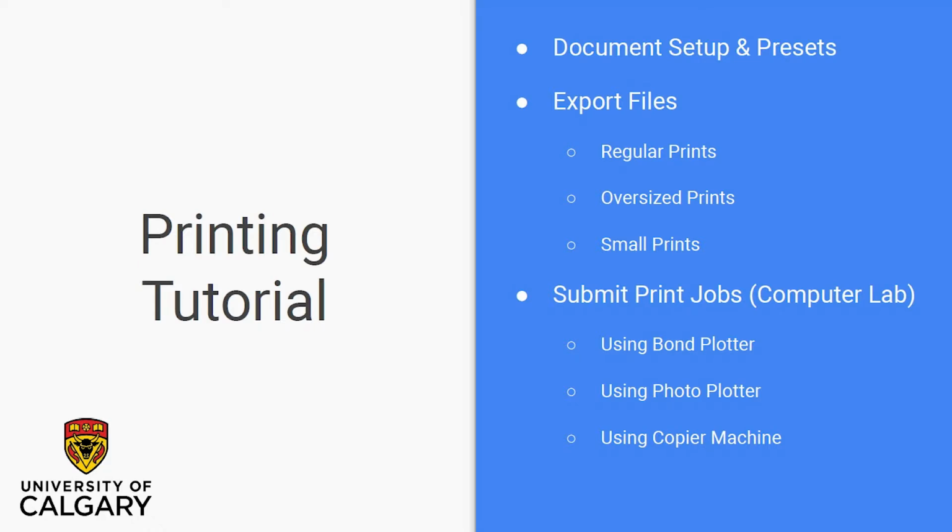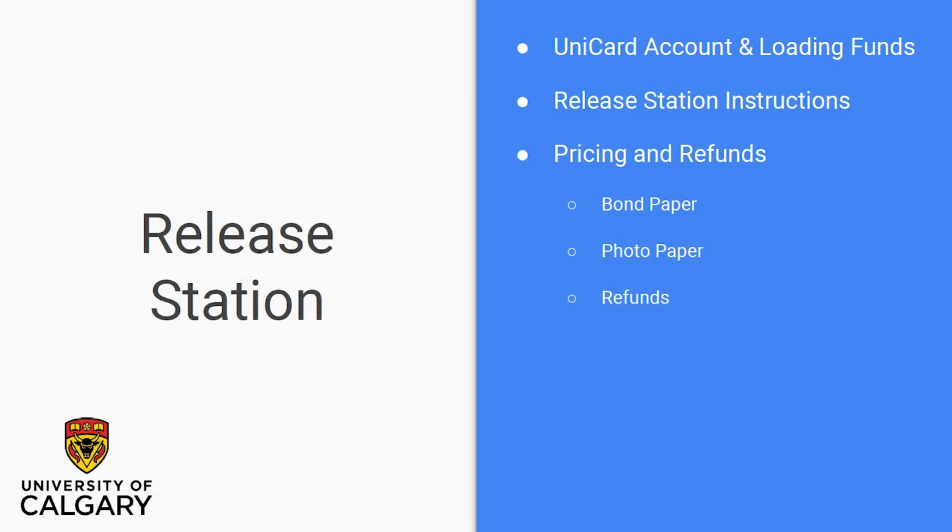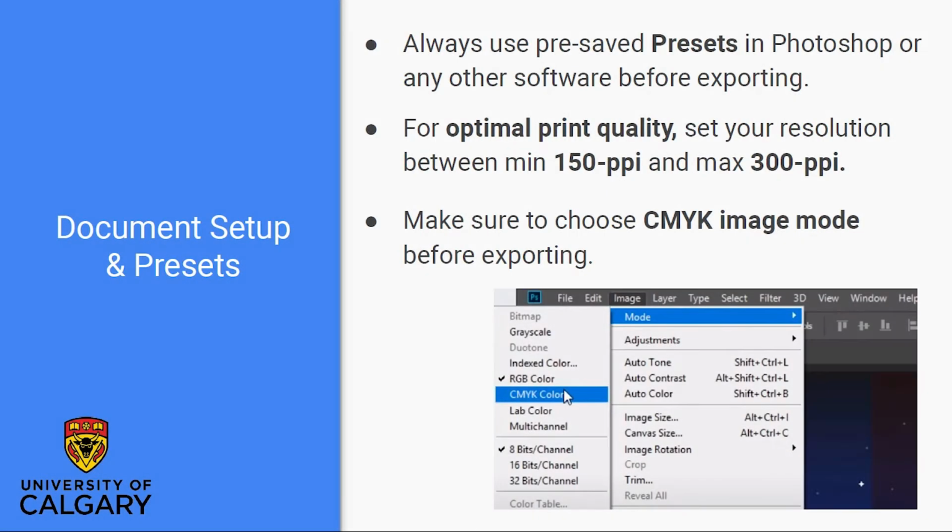Today, I'm going to talk about how to set up your documents, export them, and submit them using the computers available in the computer lab. I am also going to talk about how to use your UniCard account and how to operate the release station. First, we're going to talk about presets, optimal print quality and resolution, and image modes.